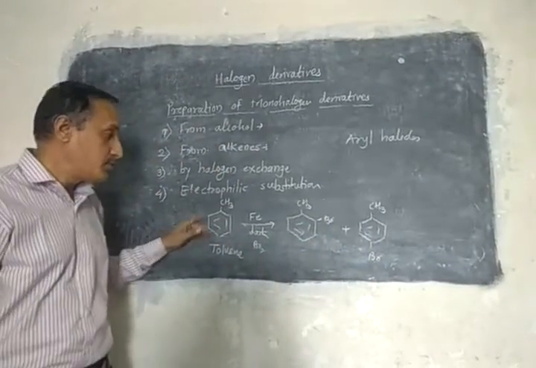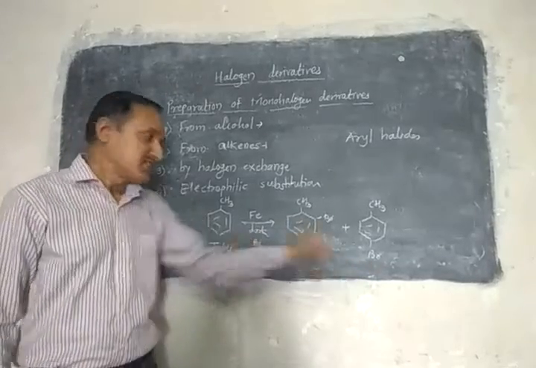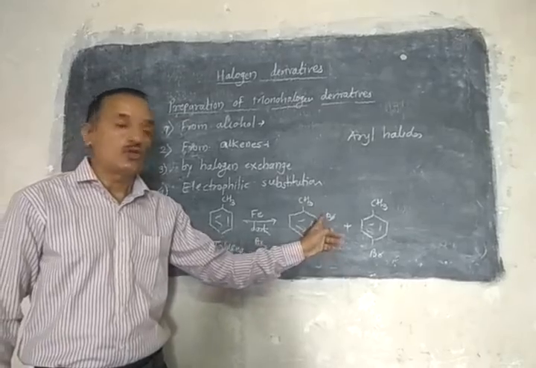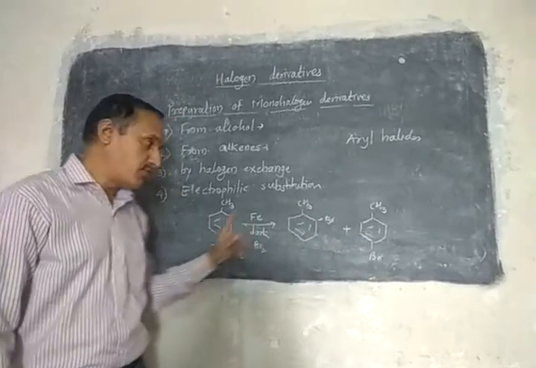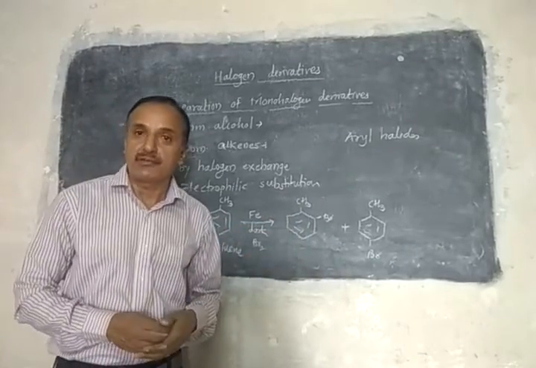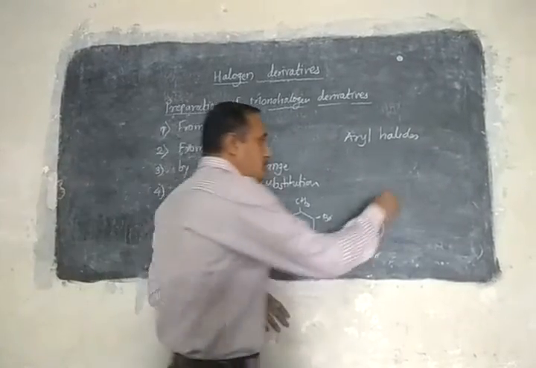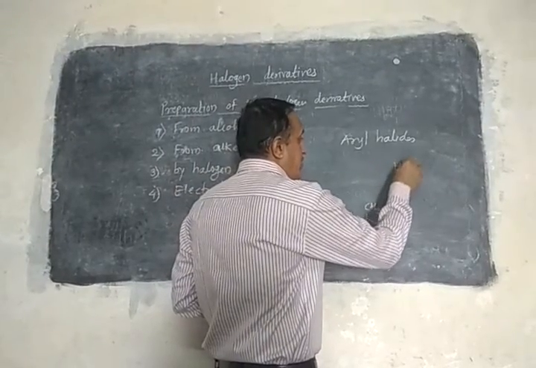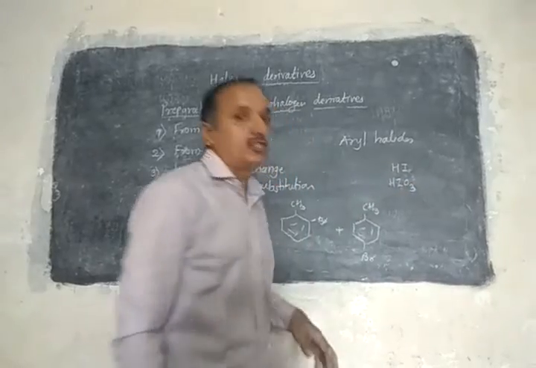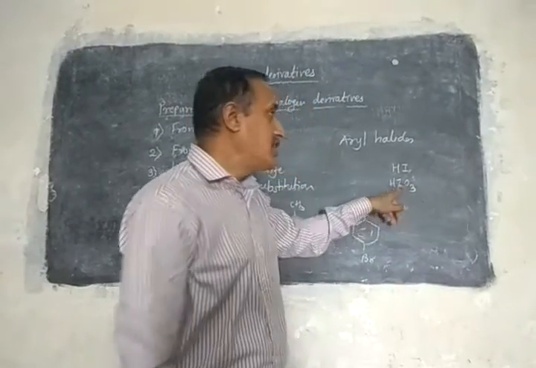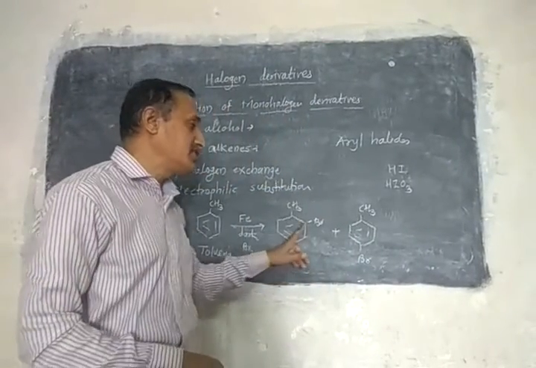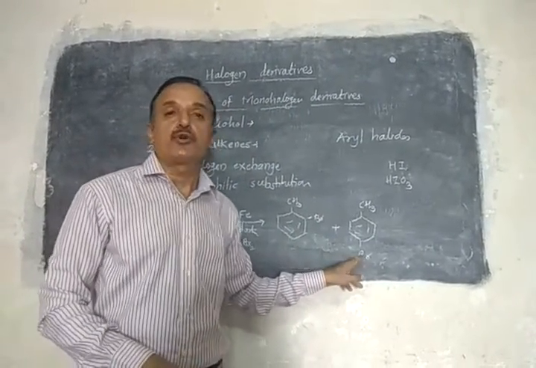Now if you want to prepare the iodo compounds, for chloro also we can prepare ortho-chloro and para-chloro. But for the iodine one, if you carry out this reaction, the reaction is reversible. So for that, HI is used, so that this HI is converted into iodine, and then we get the ortho and para products.